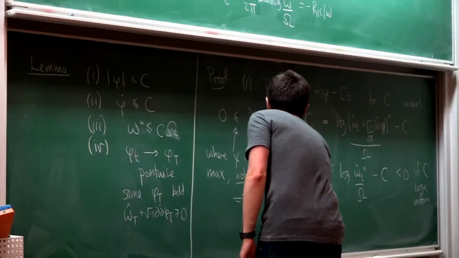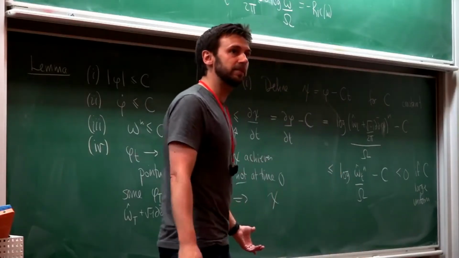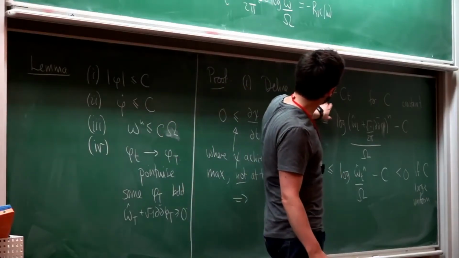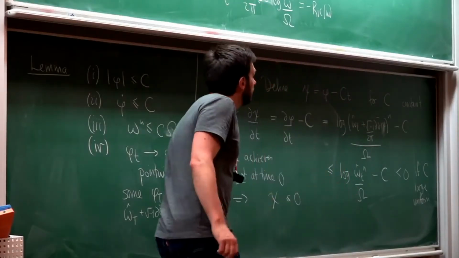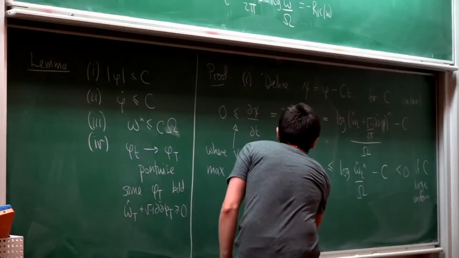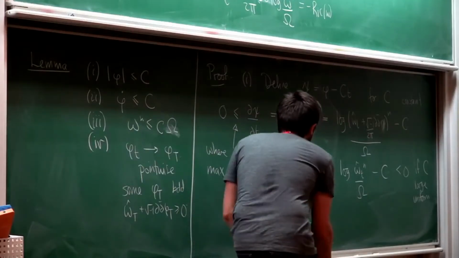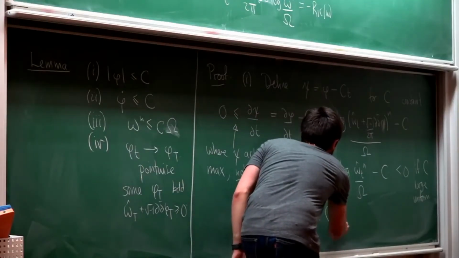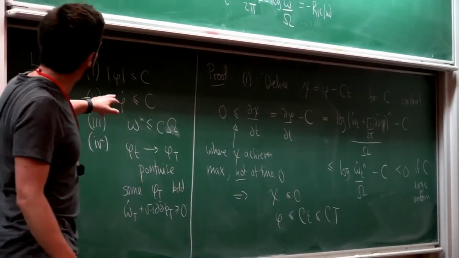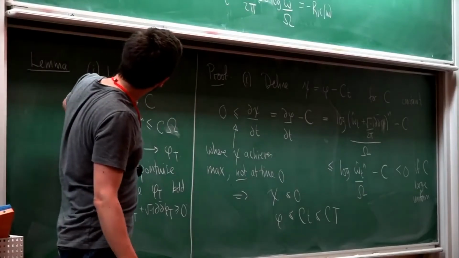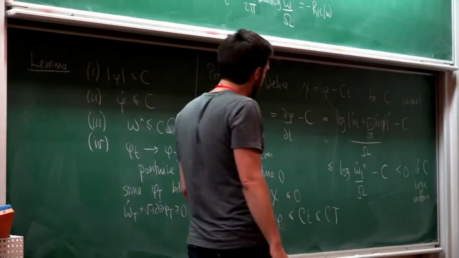So it implies actually psi did achieve a maximum at time 0, but at time 0 phi is 0 and t is 0, so actually psi is less than or equal to 0. And so that tells me that phi is bounded by constant times t, but t is less than capital T. So phi is bounded from above. So we've proved the first, but just the upper bound of phi. Okay.